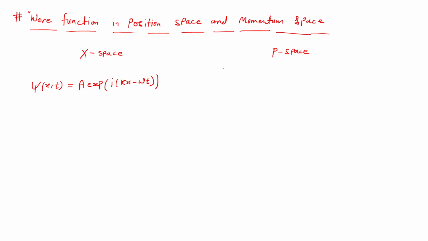Similarly, if we need the wave function in momentum space, it will be denoted as phi(p, k). So this is basically the conjugate pair of the position space.